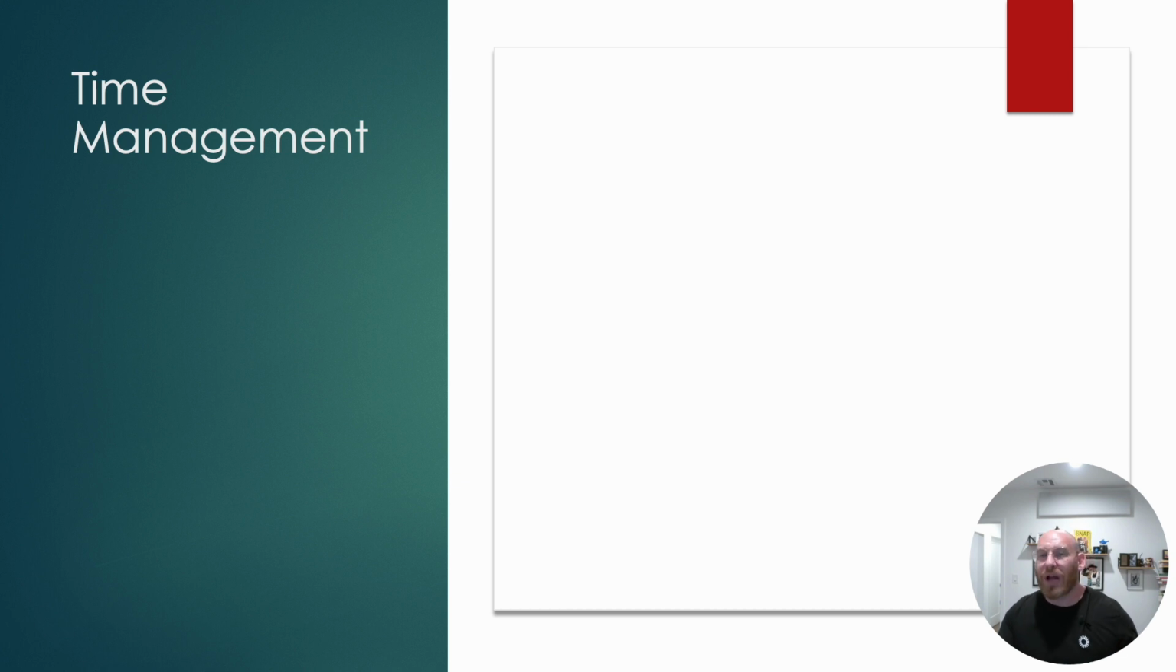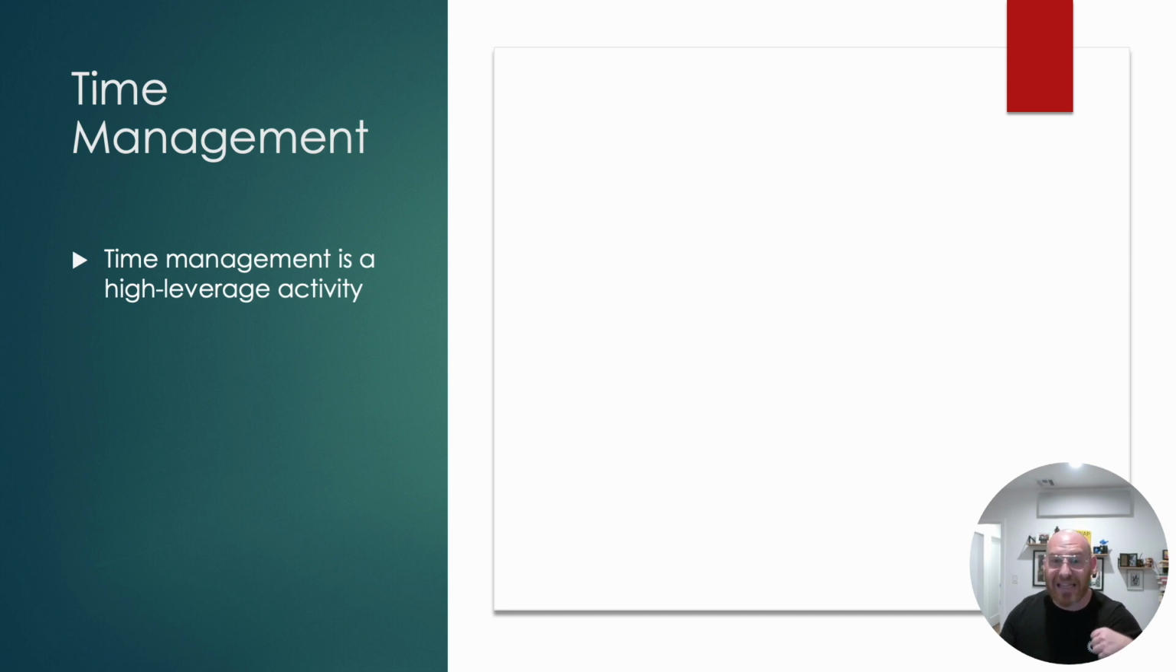Now, once you know what a high, low, or negative leverage task looks like, the next step is to determine how you prioritize those activities. Although, if you see negative leverage tasks in your priorities, you may want to recalibrate. Time management is a high leverage activity, and the results derived from high leverage activities are largely correlated with performance and success in the organization.